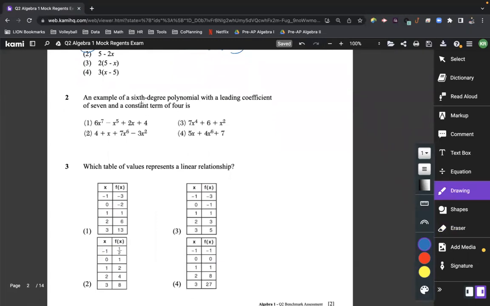An example of a 6th degree polynomial. That means that the exponent has to be 6 with a leading coefficient of 7, and a constant term of 4. So to have a 6th degree polynomial with a leading coefficient of 7, that means I need to have 7x to the 6.